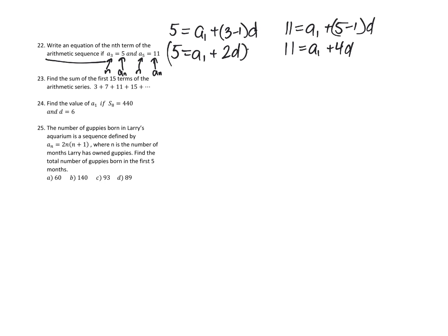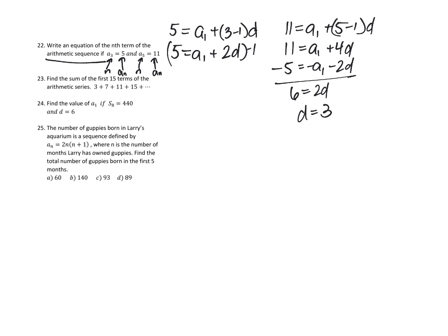If I multiply this by negative 1, negative 5 equals negative a1 minus 2d, we get 6 equals 2d, and d equals 3. We don't want to see guess and check. We don't want to see you just coming up with d because you looked at the problems and were able to figure it out. You need to show us your calculations.